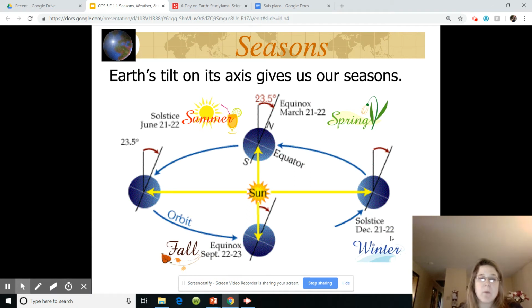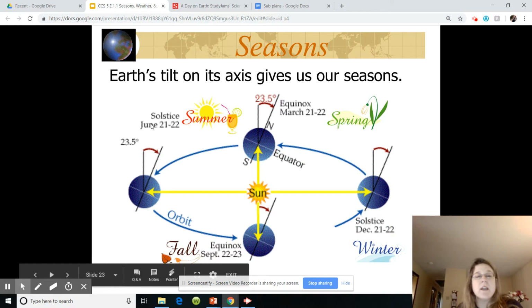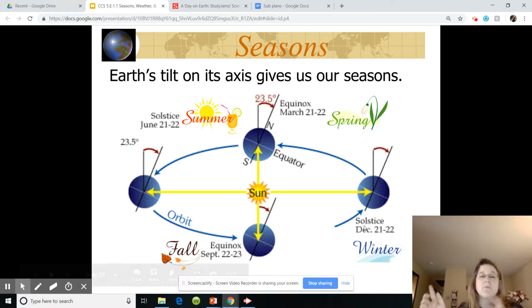Now, this is why we have the season change. We have the fall and the winter and the spring and the summer season change. And it's always around the same. If you look here, you have March 21st and 22nd, June 21st, 22nd, September 22nd, 23rd, and December. They're all around the 22nds. That's because we are in a pattern of that rotation of that, or that revolution of that year.